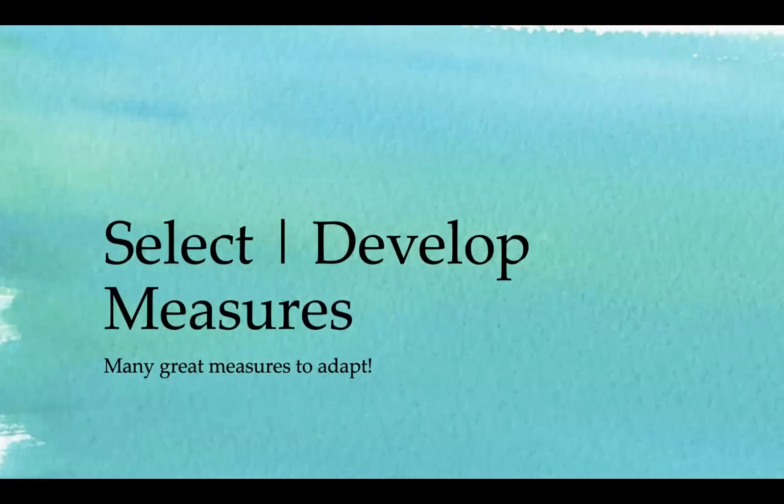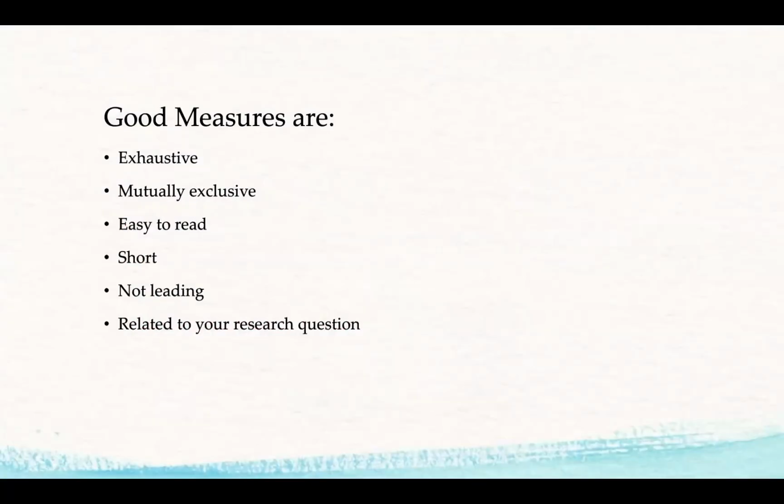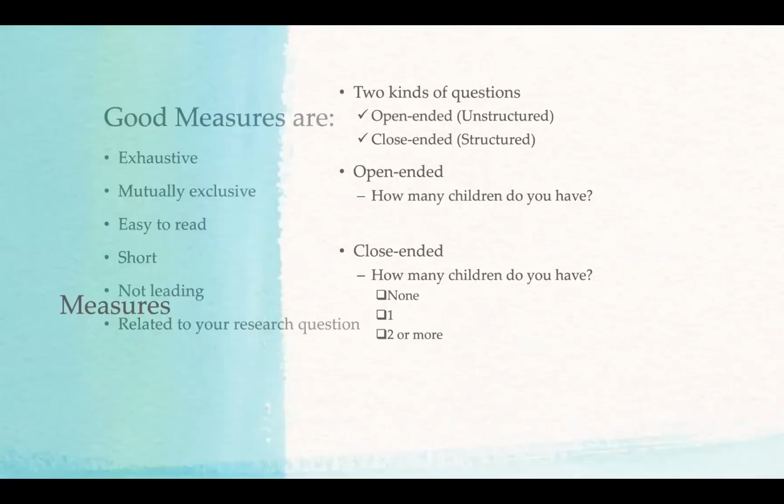So let's say you want to develop your own measures. Well, remember, good measures are exhaustive, they're mutually exclusive, right? So they make sure they cover everybody. So I'm not just going to ask questions for women, but no men. They're mutually exclusive. So only women with brown hair, but not blonde hair. They're easy to read. They're short or relatively short. They're not leading, and they're related to your research question.